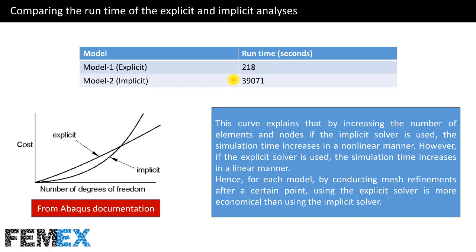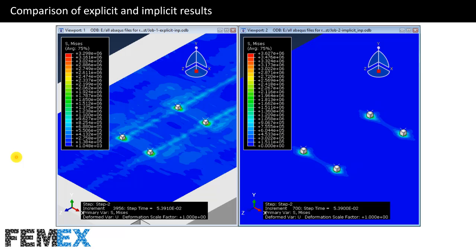39,071 seconds. And this curve explains that by increasing the number of elements and nodes, if the implicit solver is used, the simulation time increases in a nonlinear manner. However, if the explicit solver is used, the simulation time increases in a linear manner. Hence, for each model, by conducting mesh refinements, after a certain point, using the explicit solver is more economical than using the implicit solver. Now I want to compare the explicit and implicit results.